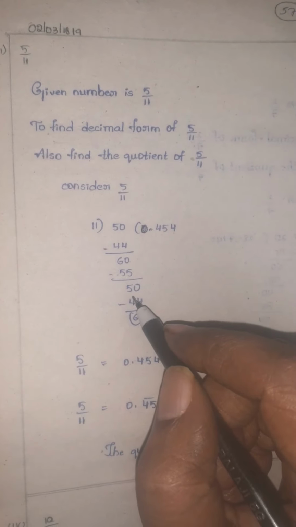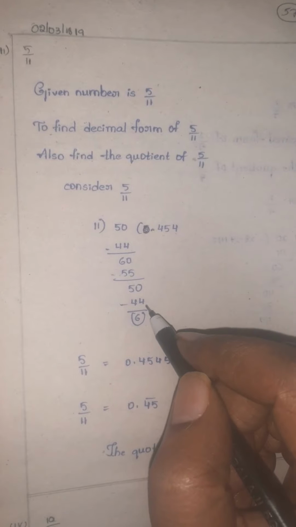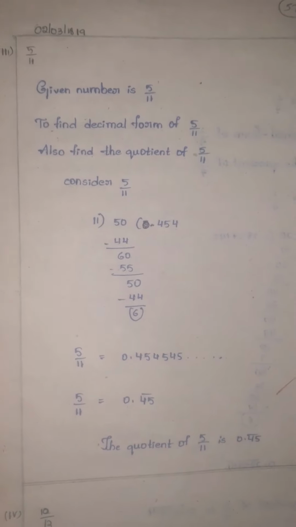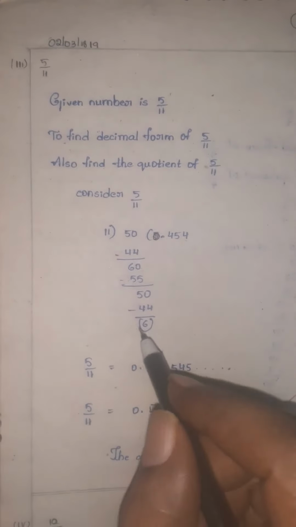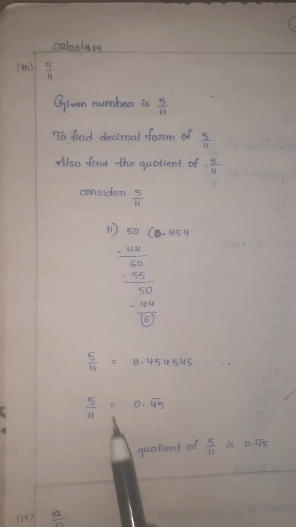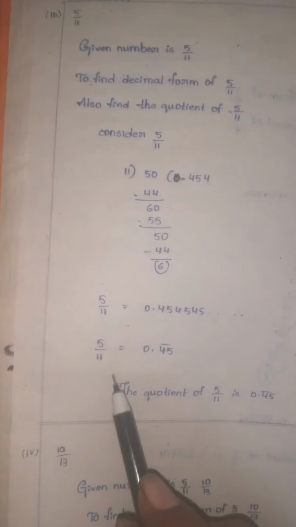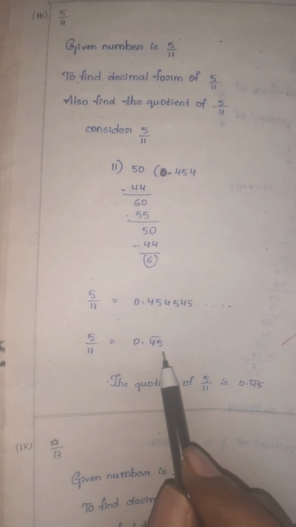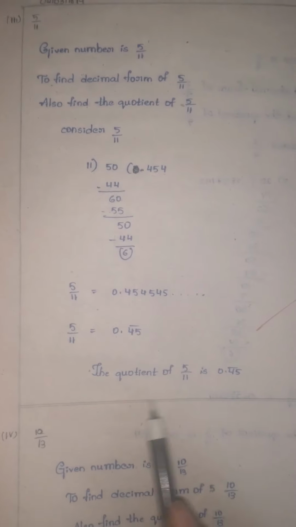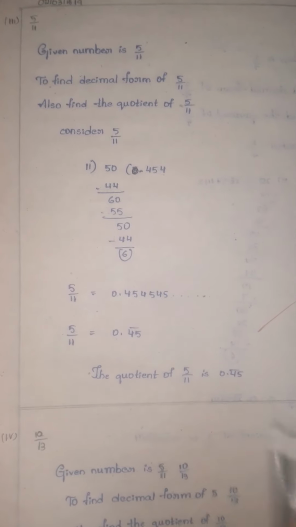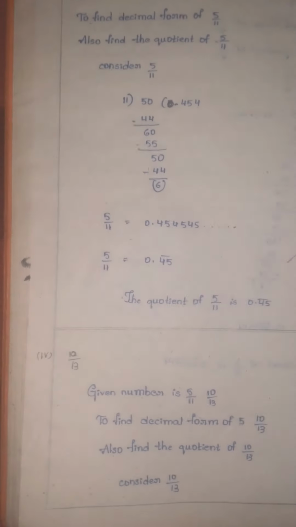So how much? The remainder is 5. 0. 11 4s are 44. So what is the remainder? You are getting 6, which means again the same process. So here 5 by 11 equals 0.454545. So 5 by 11 equals 0.45 bar. So the quotient of 5 by 11 is 0.45 bar.